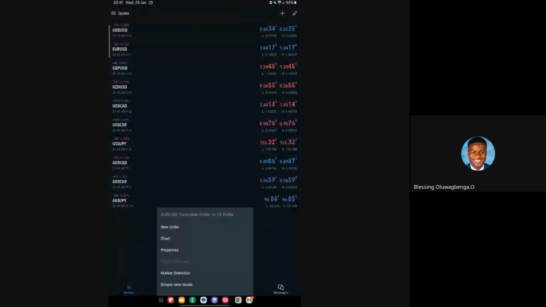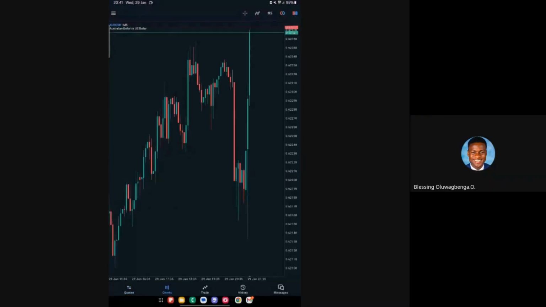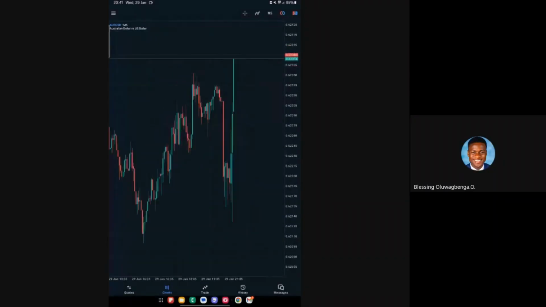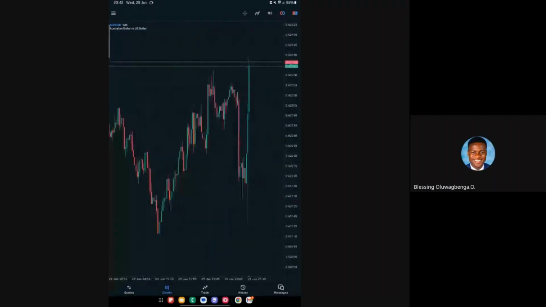We have AUD USD as our first pair. So you can see the green and the red candlesticks. This is my chart right now, and we want to place a trade. The first thing for you to do before you place a trade is to first know what you want to trade. All right, what exactly do you want to trade? The pair that you want to trade, let's assume it's this AUD USD. We run our analysis. Maybe we want to sell or we want to buy.